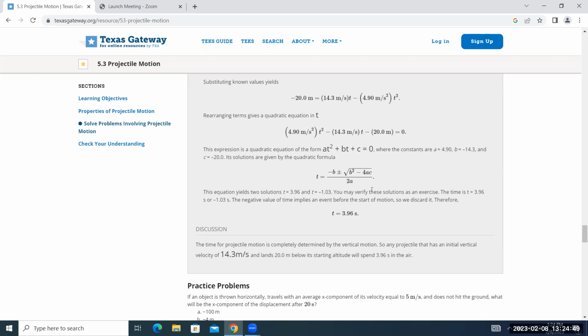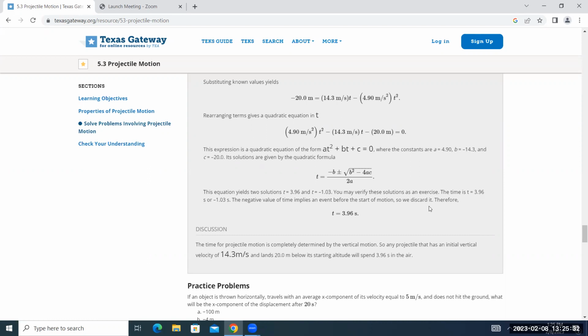Remember, we set this equation up and we set our coordinate system up so that things work out nicely for us. In these kinds of problems, when we set this up correctly, we don't care about what happened prior to the motion starting. We only care about what happened after the motion started. So we only care about positive values of time. So we're going to use our 3.96 seconds. That's what we've solved for.